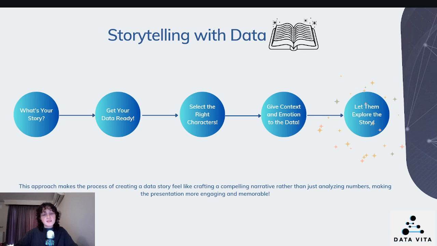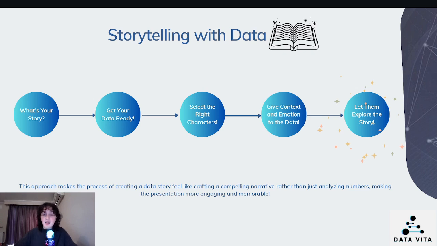Next is to select the right characters. Every story needs compelling characters. Here the characters were their customers, products, and sales regions. They identified key metrics like customer lifetime value, best-selling products, and seasonal trends to bring these characters to life.